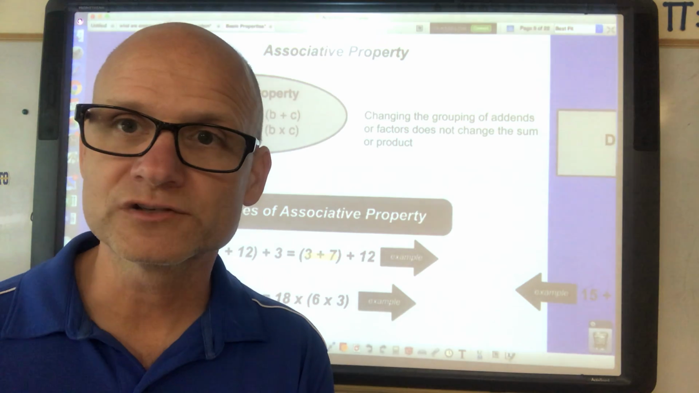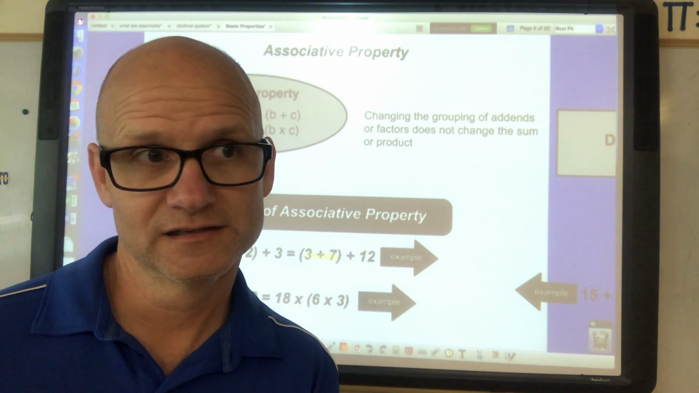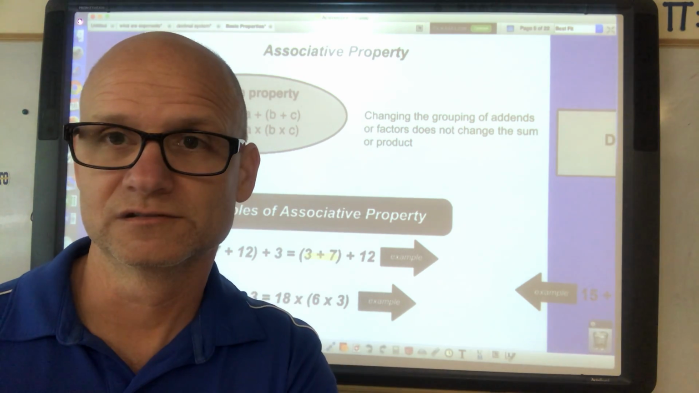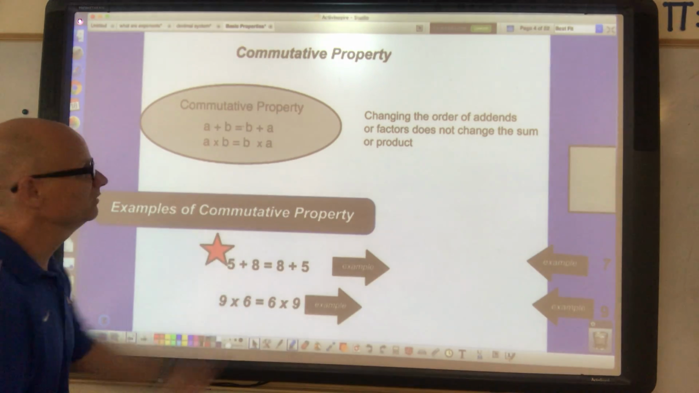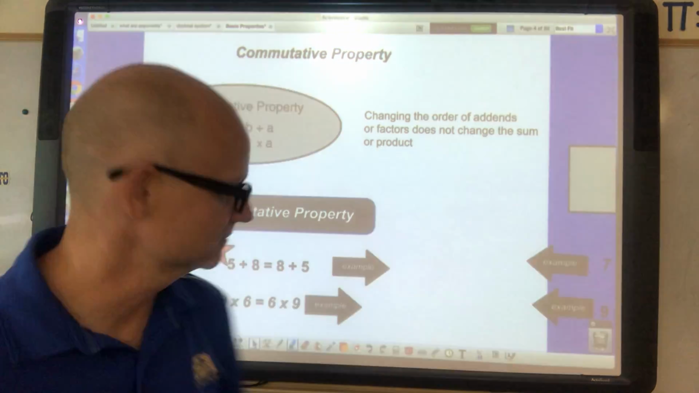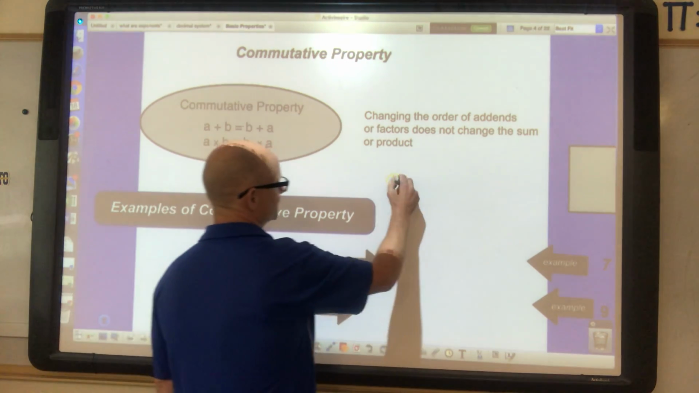This only works for addition and multiplication. Associative and commutative only work for addition and multiplication. Nobody in here would say this.